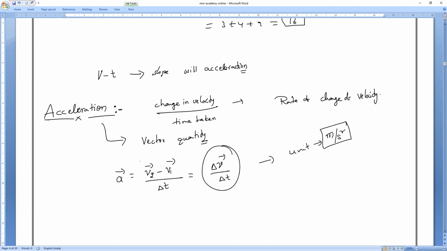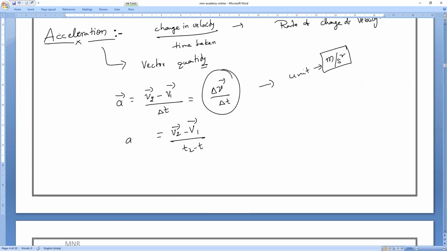Okay, so this is for normal acceleration. Now we want average acceleration. Average acceleration, or normally we can say acceleration, is equal to v2 minus v1 divided by t2 minus t1. Sorry, it is not even average, it is acceleration. So acceleration is equal to v2 minus v1 divided by t2 minus t1.